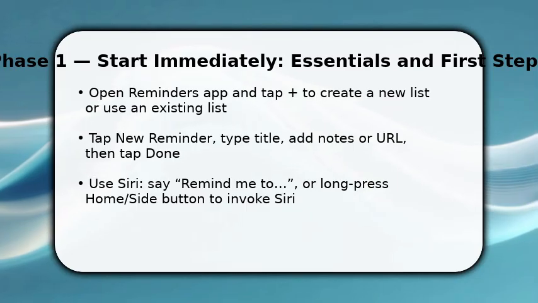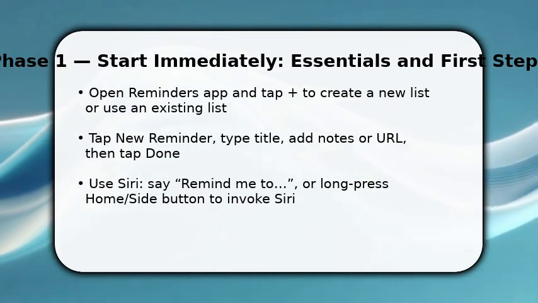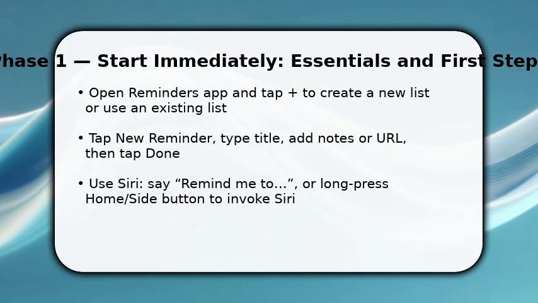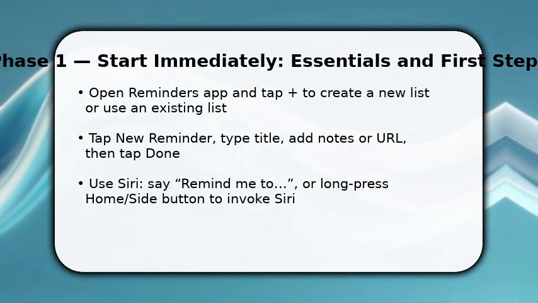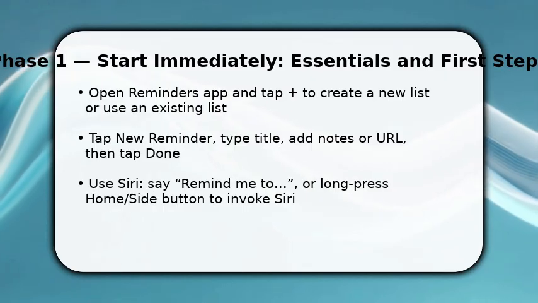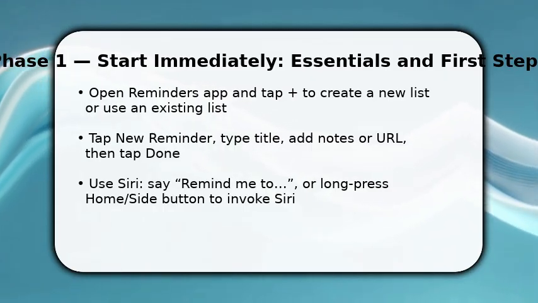You start by creating a reminder now. Open Reminders and pick a list or tap plus to make one. This groups similar items. Once there, tap New Reminder. Type a clear title and optional note or URL because context saves time later.